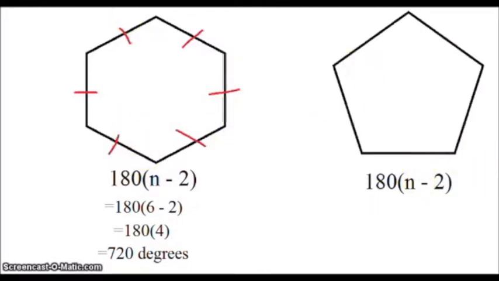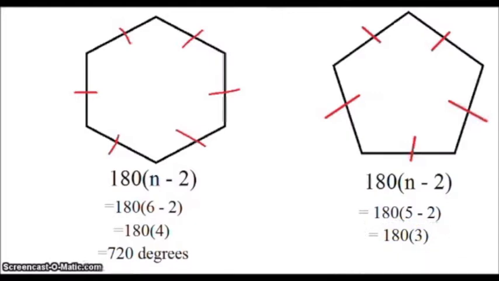Now for this polygon, this has 2, 3, 4, 5 sides. So it'll be 5 minus 2 times 180, and 5 minus 2 is 3, 180 times 3 is 540, so this polygon has 540 degrees of total interior angles.